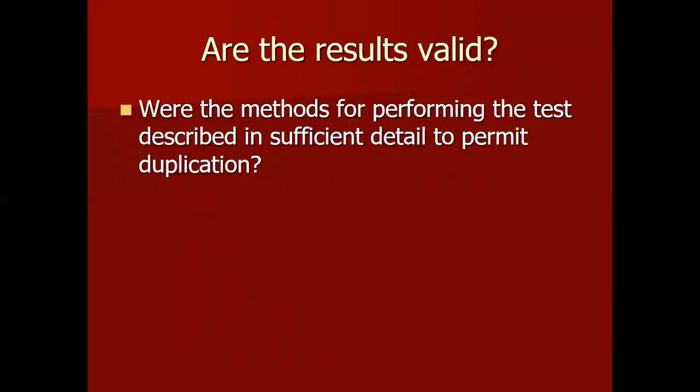So, are the methods for performing the test described in sufficient detail to permit duplication? If you're reading a journal article and they say they used this new assay to diagnose something, you have to ask yourself, if I'm going to use that same thing in my practice, I have to know what test to order in the lab. I have to tell the lab what assay to do. They must use the same machine, same reagents, right? So it should be reproducible.